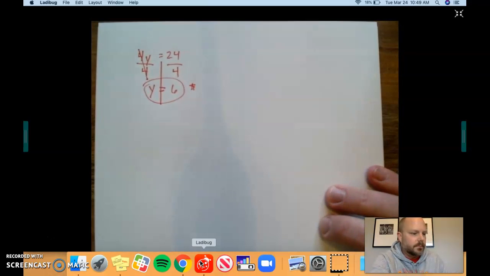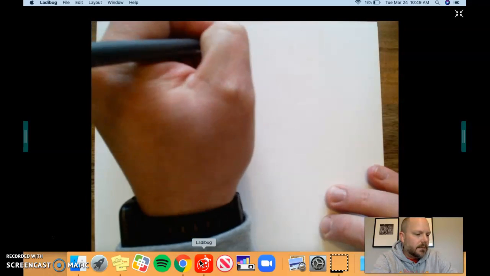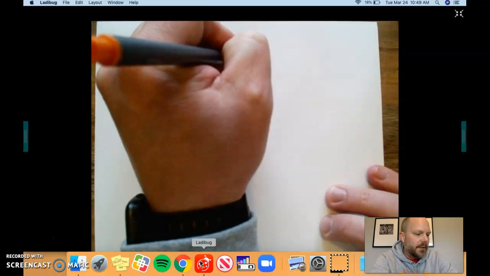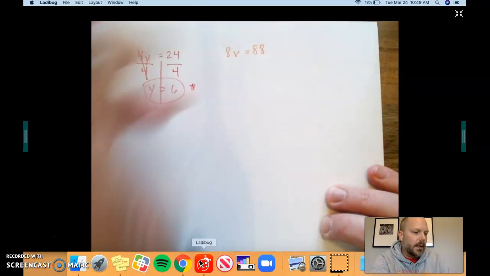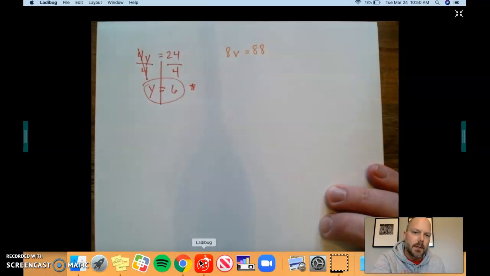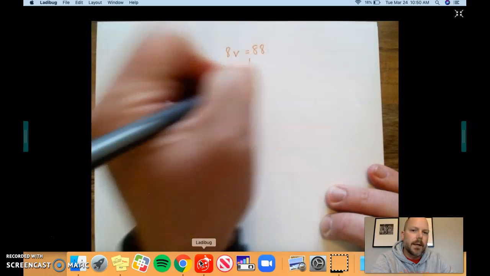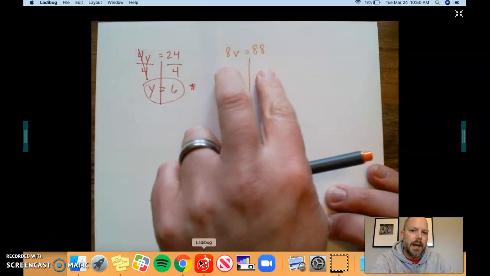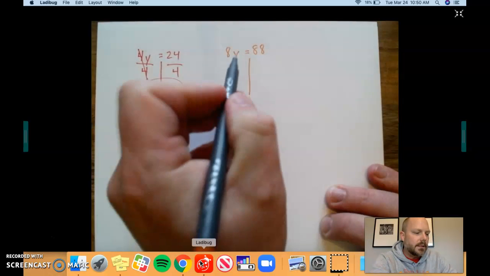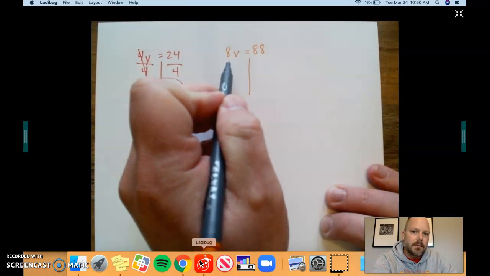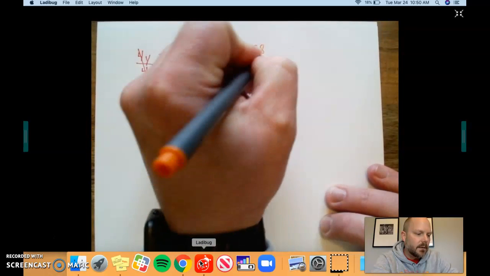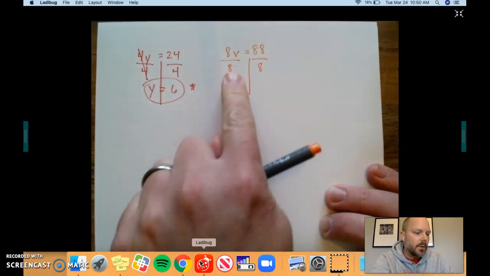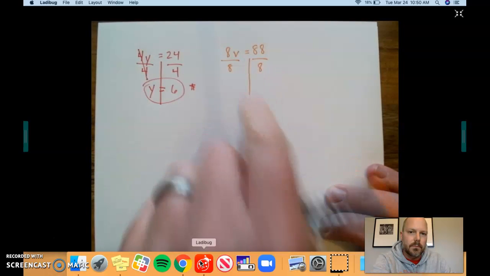Let's do 8 times v equals 88. Again, draw your line down to make sure you keep these balanced. This is a multiplying 8. So to get rid of that, we need to divide 8. And we need to do that on both sides to keep it even.